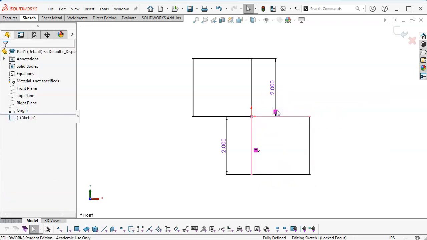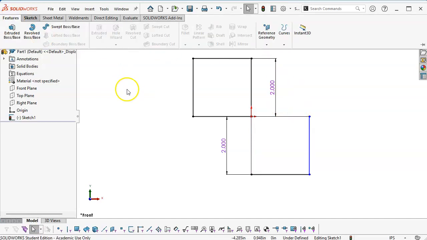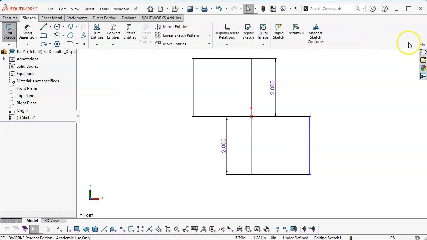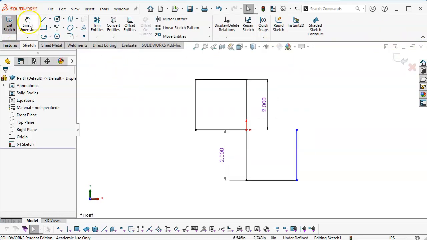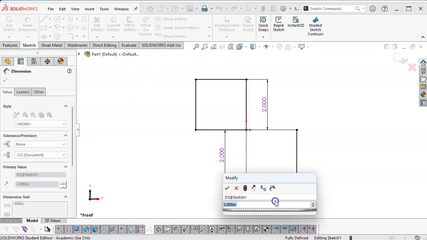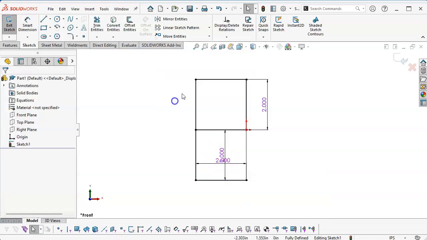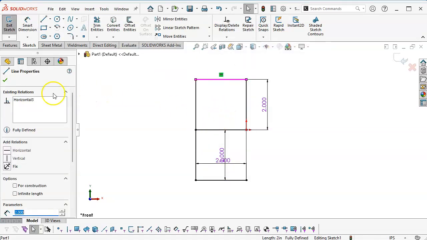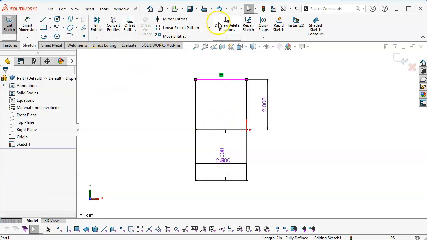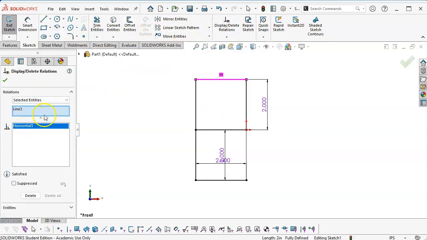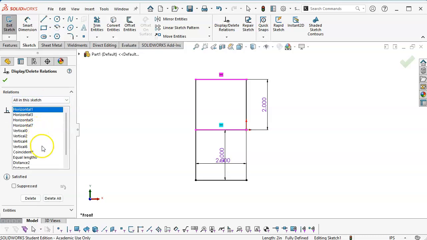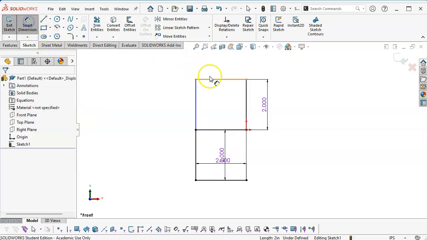Well, this would be a good chance to show those items. And I'm fumbling over the command manager here, so let's go ahead and do 2. The dimension's okay, but I need to reverse it. And then where is my other equal? So if I can't find the other equal, I'm going to do display delete. We're going to list all, and the other equal length goes there.